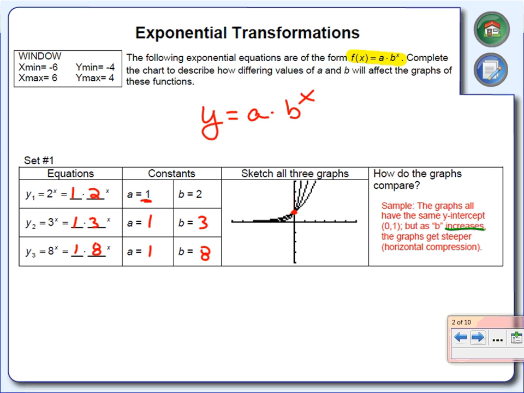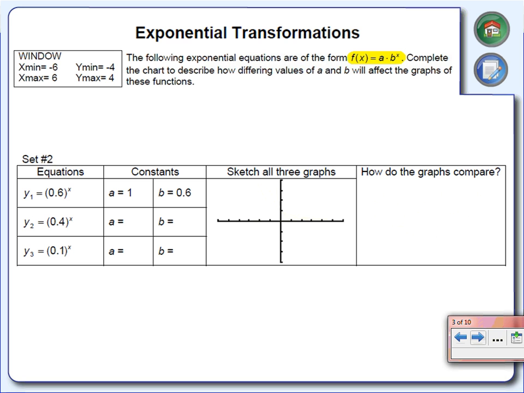All right, so that's set number 1. Now let's take a look at the next set of equations. Here's the next set. So again, let's go to our calculators. In y1, we're going to type in the first equation, 0.6 to the x power. In y2, we'll type in 0.4 to the x power. And in y3, we'll type in 0.1 to the x power.